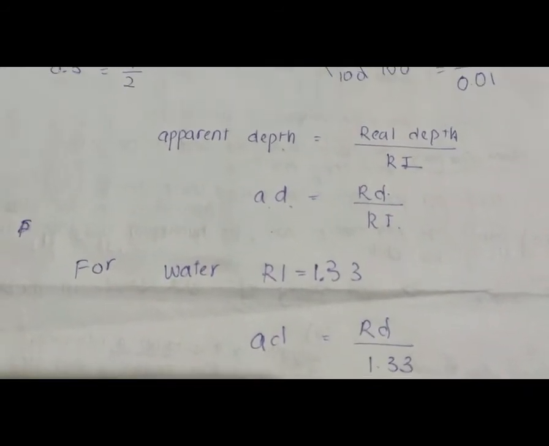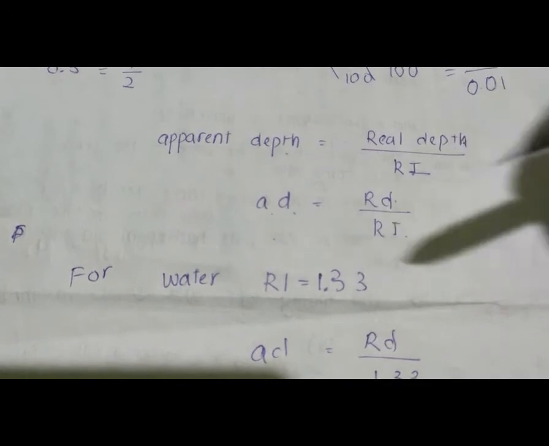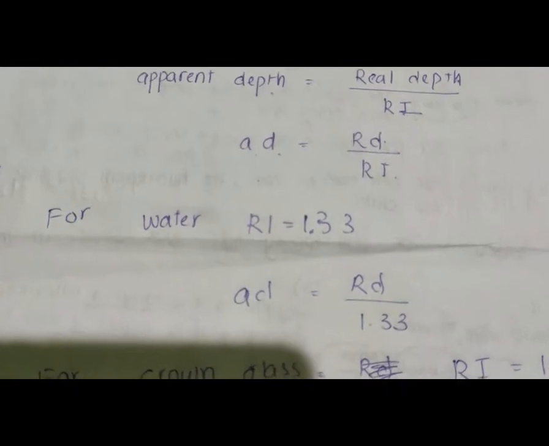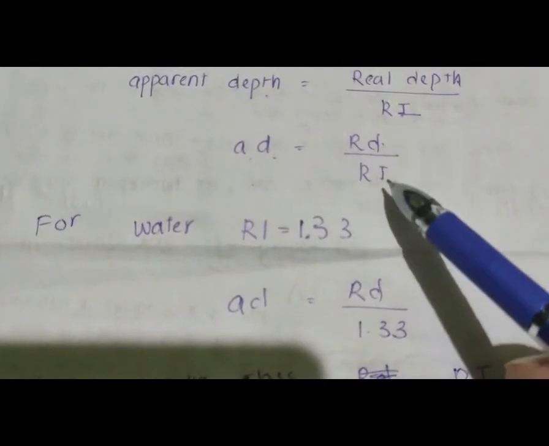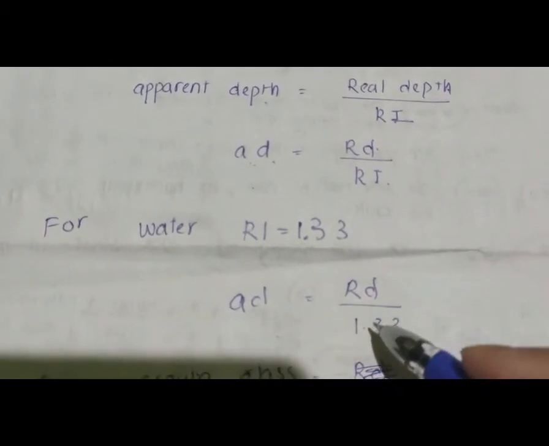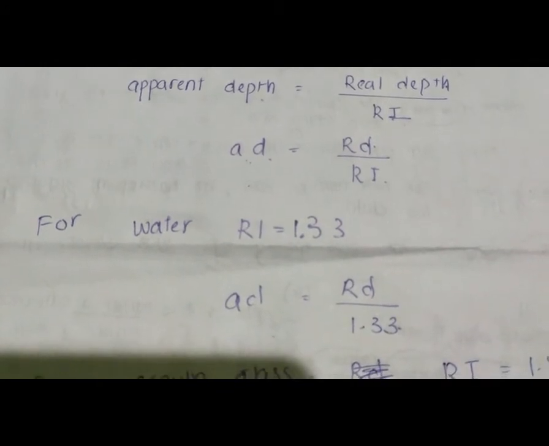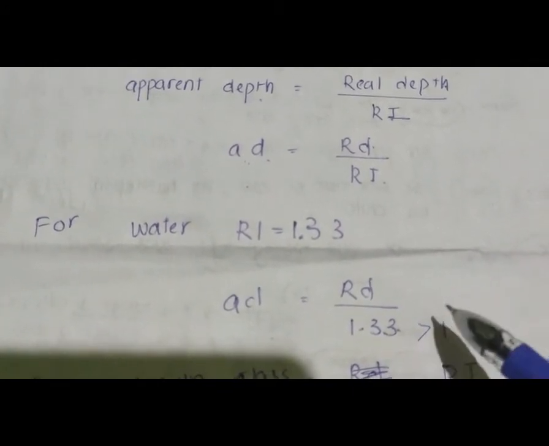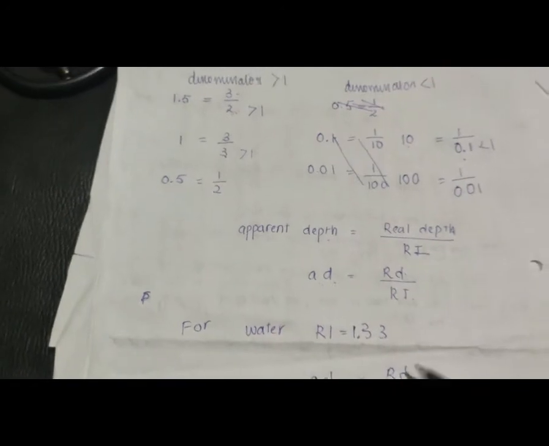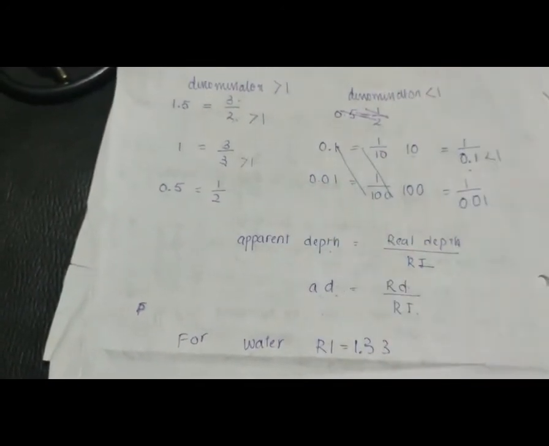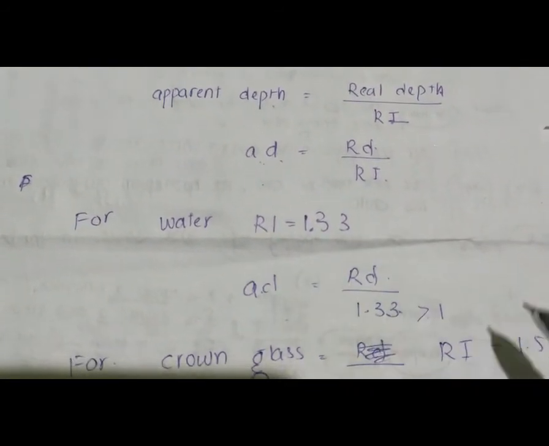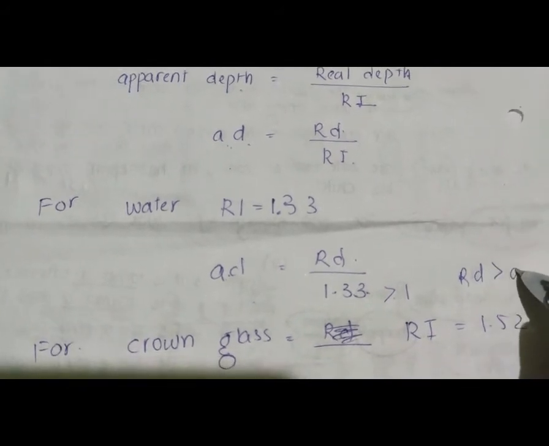Okay, now let us consider water. In case of water, how much is my refractive index? 1.33. If the refractive index of water is 1.33, substitute it here. Apparent depth equals real depth divided by 1.33. Now 1.33 is greater than 1 or less than 1? It is greater than 1. If it is greater than 1, then who will be bigger, your number or your numerator? Obviously, your real depth will be bigger than your apparent depth.